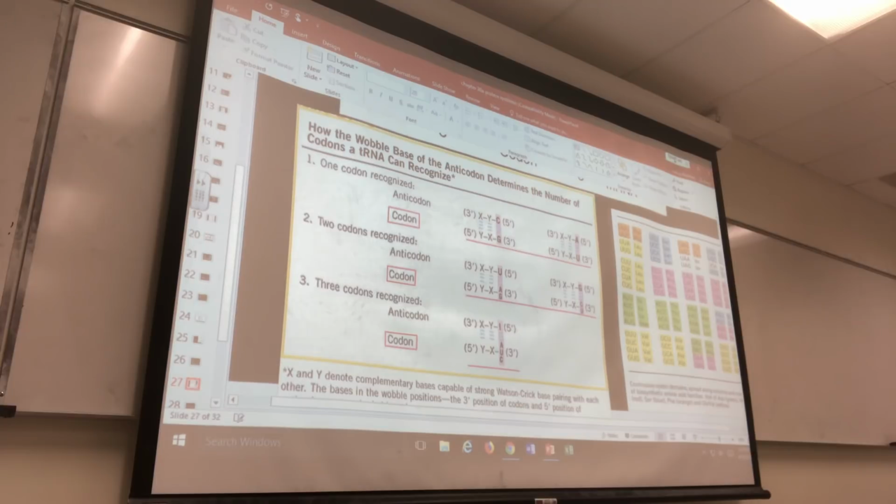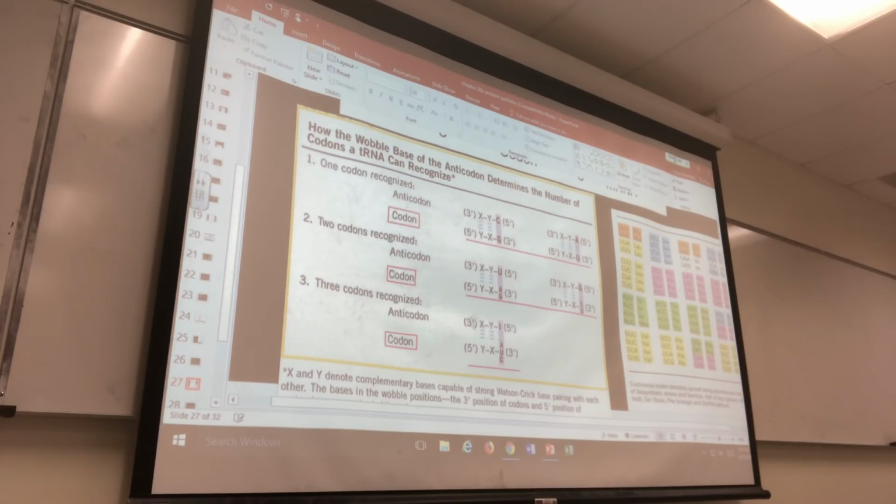So that is also an example of Wobble base pairing. You don't have to memorize this table, but do be prepared, and we will go over an example of this. I'll probably do this over the weekend. I'll record it. You will have to use this table to figure out a Wobble base pairing question on the exam.